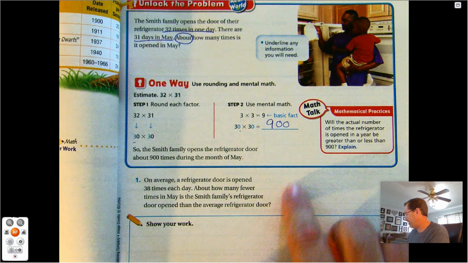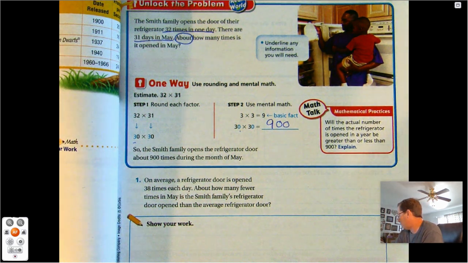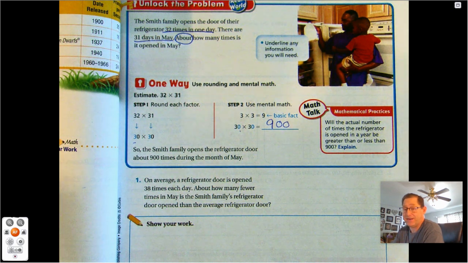Over here in the math talk: will the actual number of times the refrigerator is opened in a year be greater than or less than 900? Well, it's got to be greater than 900, right? That's just May, and they opened it 900 times. So clearly, it would be significantly more than 900.